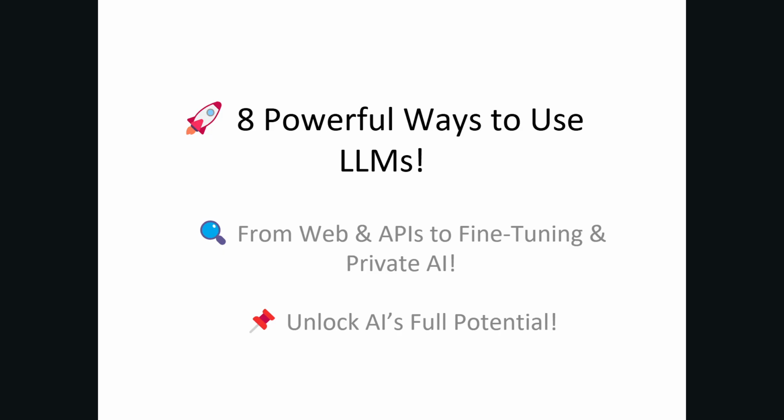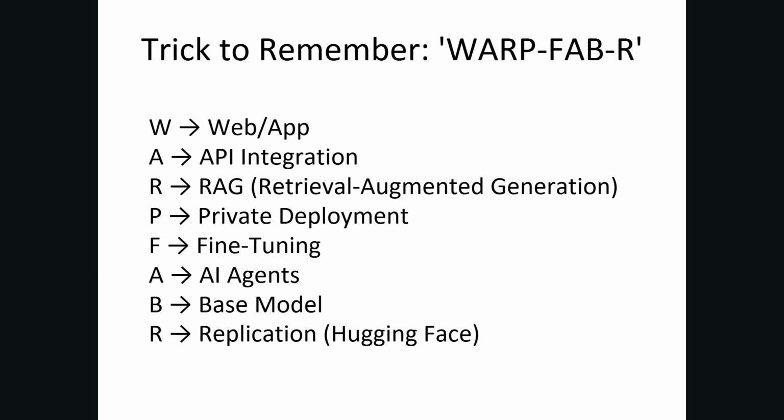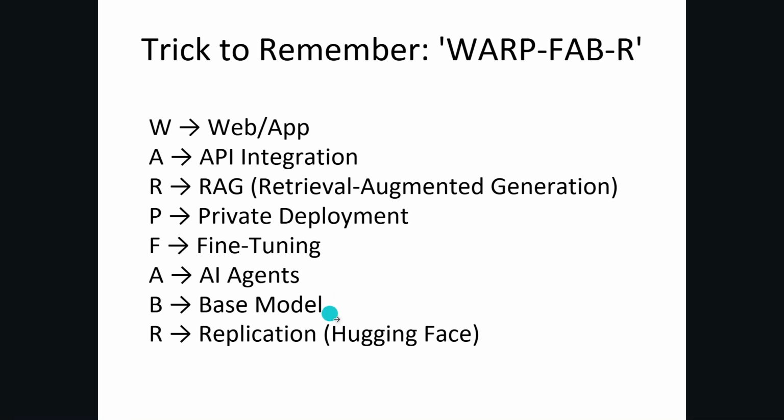And here is a cool and super trick to remember, that is WARP FAB R. Here W stands for web or app, and API integration, RAG, Retrieval-Augmented Generation, private deployment, fine-tuning, AI agents, base models, and replication.